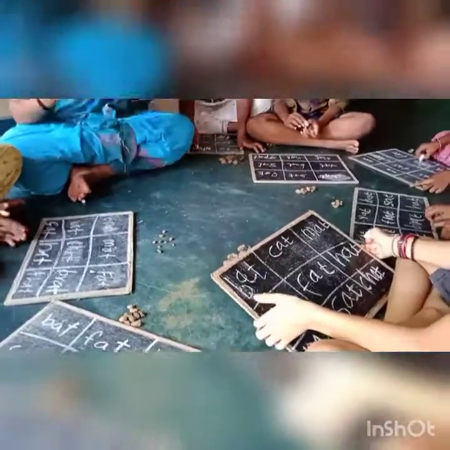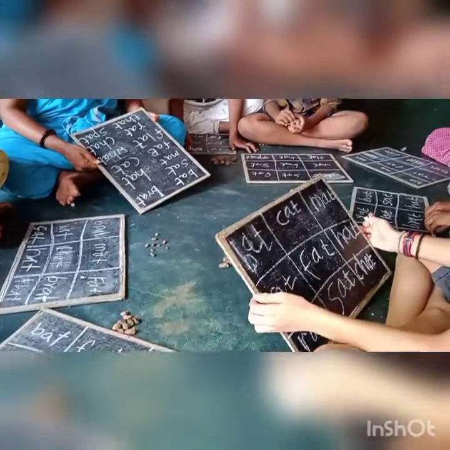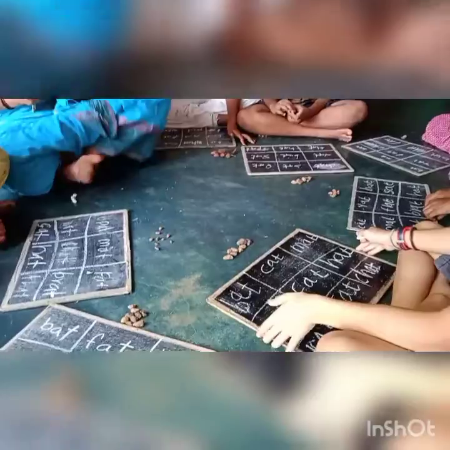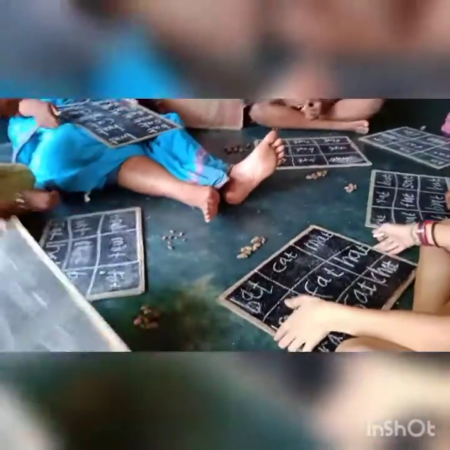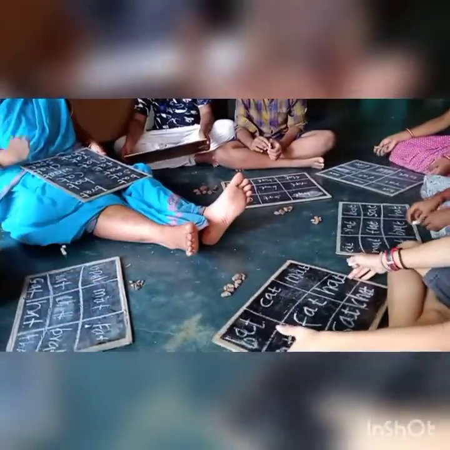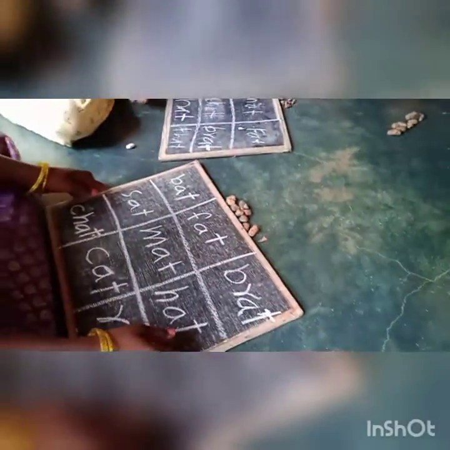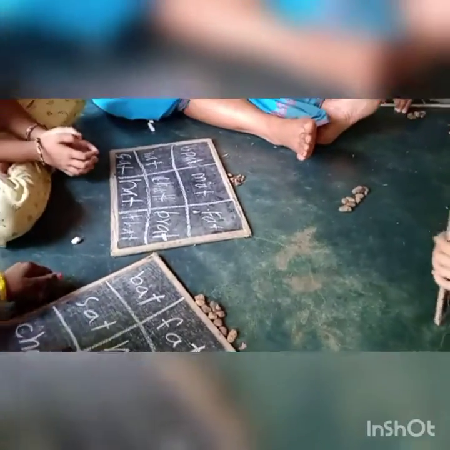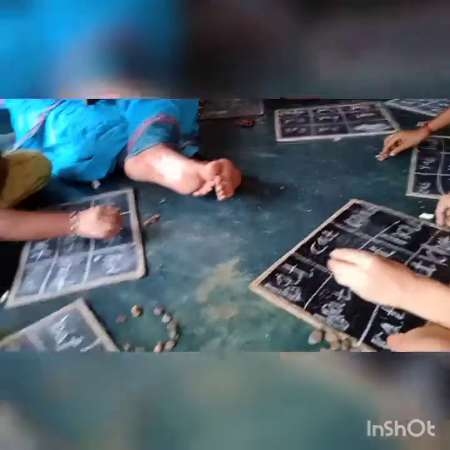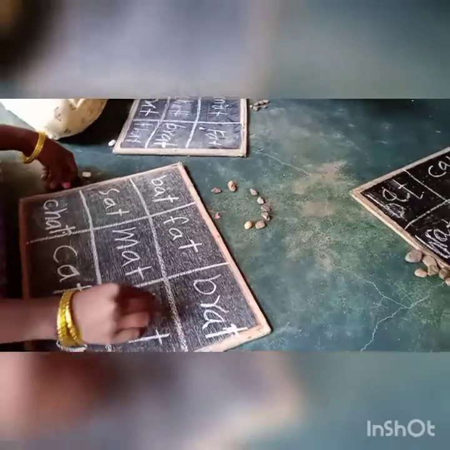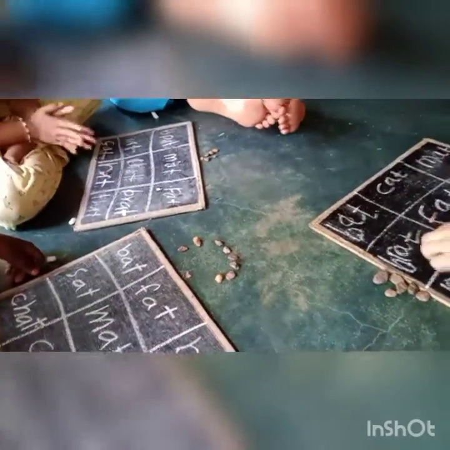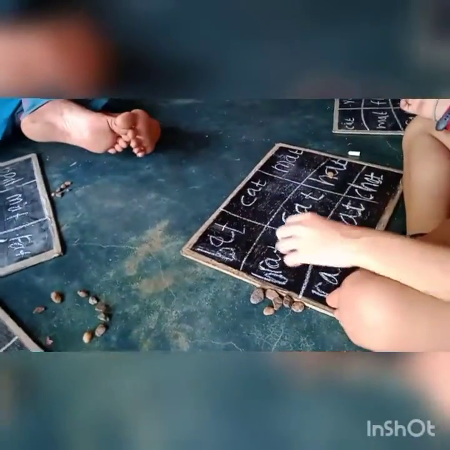Out of 13 words, you have written 9 words. The game starts now. The game is when you finish putting all the stones on the correct words, you shout bingo. When all the 9 words are put, you shout bingo. The word is hat, that you put on your head. Hat. Cat.